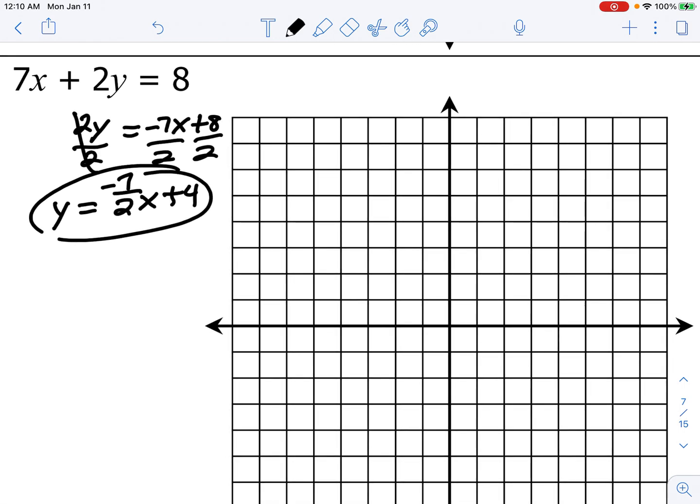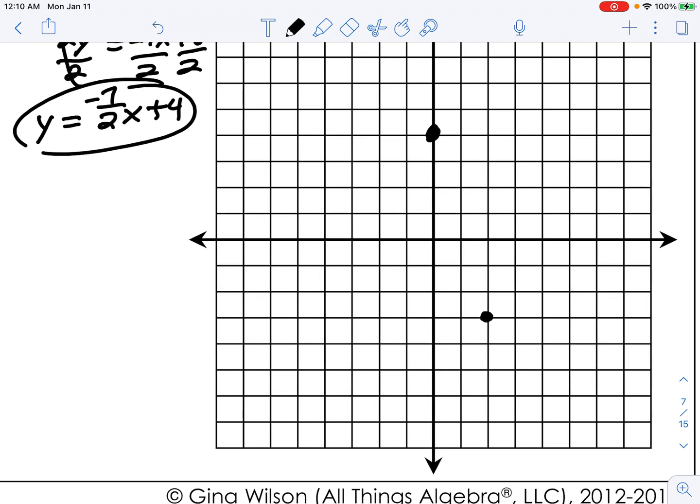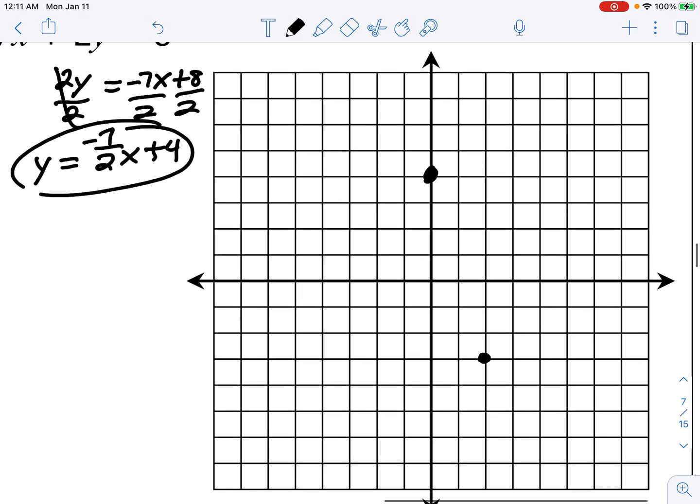Plotted at positive 4. Now we're going to go down 7, right 2. So down 1, 2, 3, 4, 5, 6, 7, right 2. And then if we try it again, down 1, 2, 3, 4, 5, we're off the graph. If we go up, we're off the graph. So you're going to be going off the graph in either direction. So what we need to do is just stay at 2 dots and draw our line.